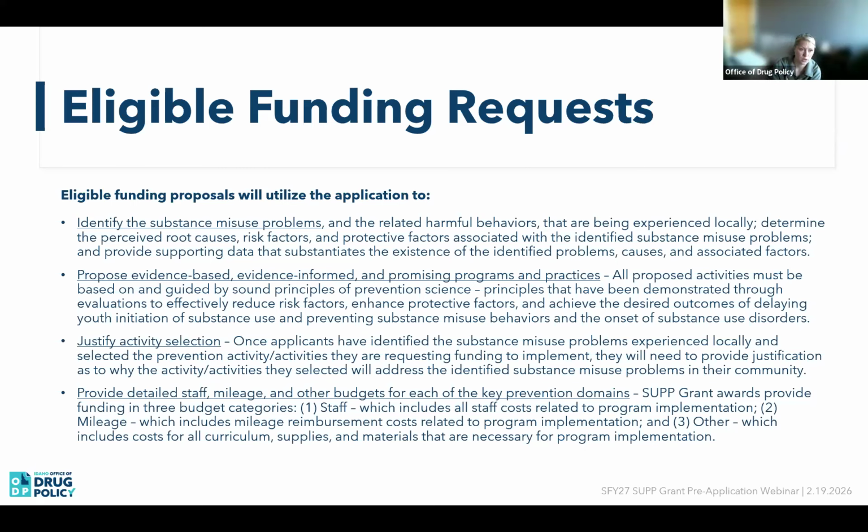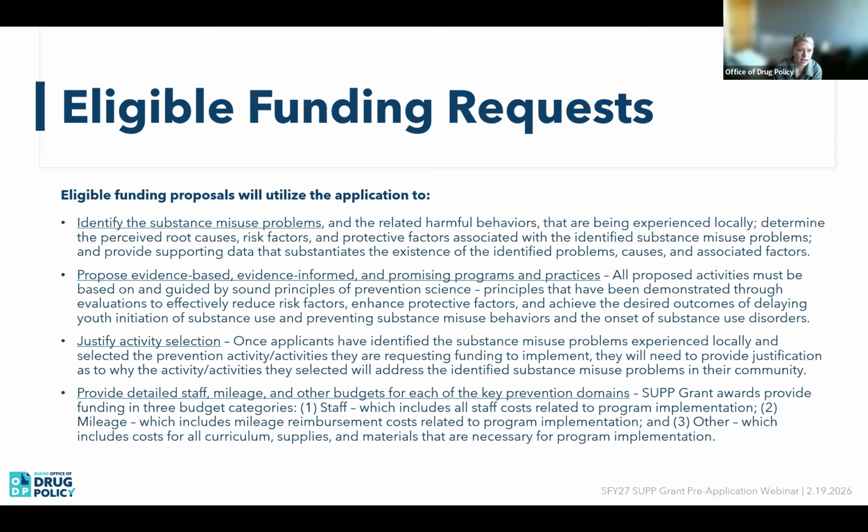3 is you're going to justify your activity selection. Once you have identified the substance misuse problems experienced locally and selected the prevention activity or activities that you're requesting funding to implement, you will need to provide justification as to why the activities that you selected will address the identified substance misuse problems in your community. Why are the programs and activities that you're proposing to implement a good fit to address the identified substance misuse challenges in your community with your population?